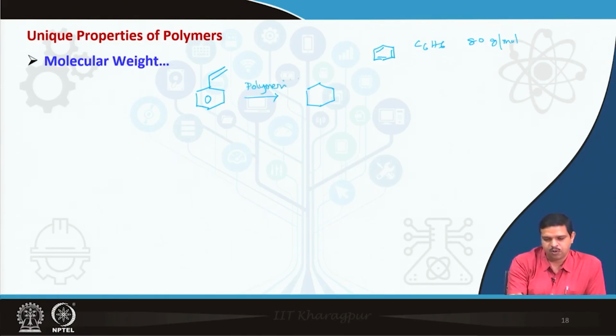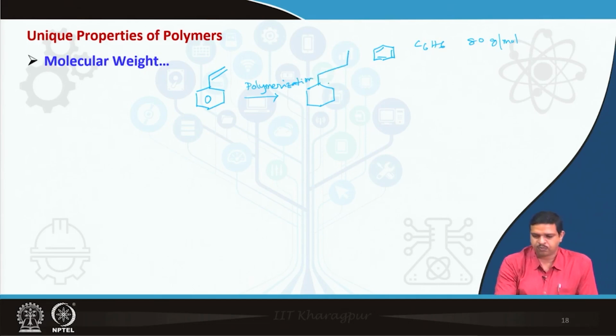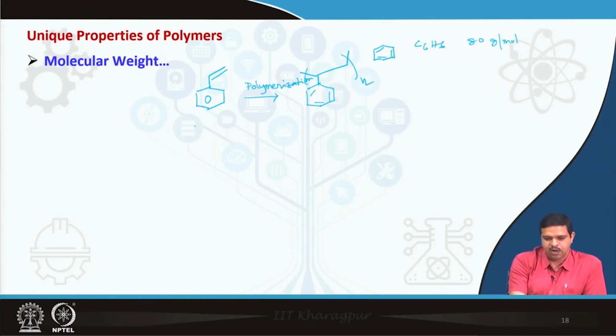Now, there is no surety that all the polymer chains will be the same length. It entirely depends on the mechanism, on the polymerization protocol we are using, and also on the conditions. Even though you are following a very well defined polymerization protocol, it also depends on the reaction conditions, temperature, and many other aspects.